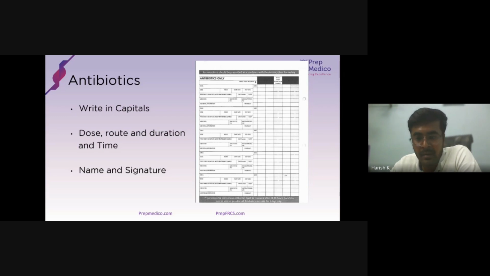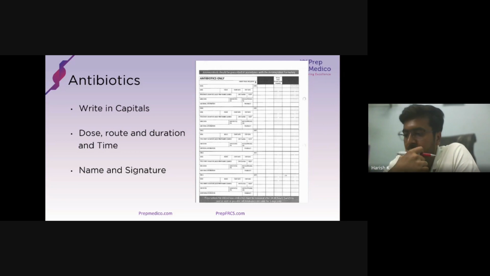Next is marking your signature, name and GMC number, which is very important here. Sometimes it will be given to you, so you can mention that. And what is the indication? Why are you giving this antibiotic to this patient? It can be a lower respiratory tract infection or any other infection, and you can write it down in the indication part.